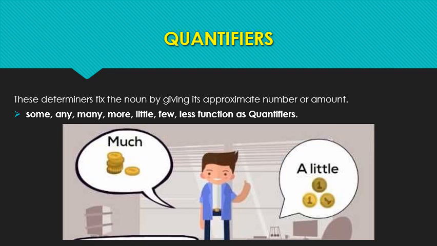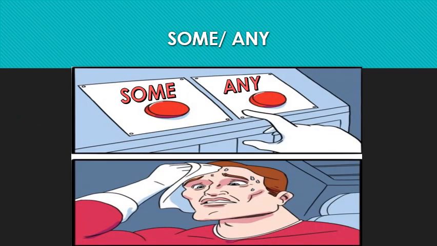Quantifiers. Now, as the name suggests, it tells about the quantity of the noun. How much is the quantity of the noun? Some, any, many, more, little, few, less. These all function as quantifiers. Now, when to use some and when to use any. This is very confusing some of the times. But after watching this video, it won't be any more.